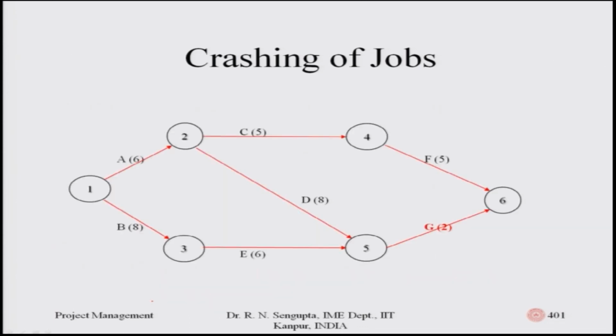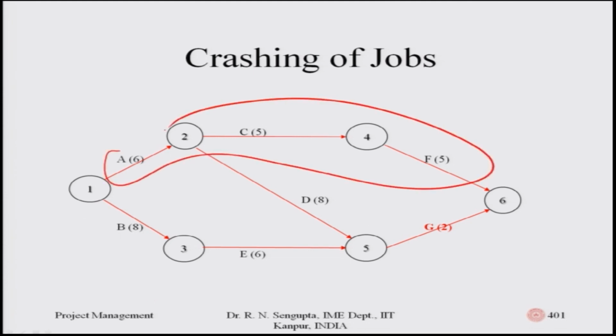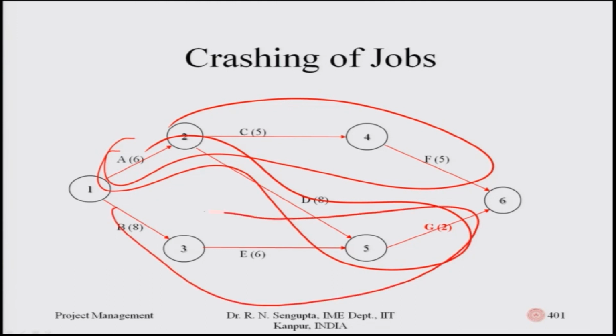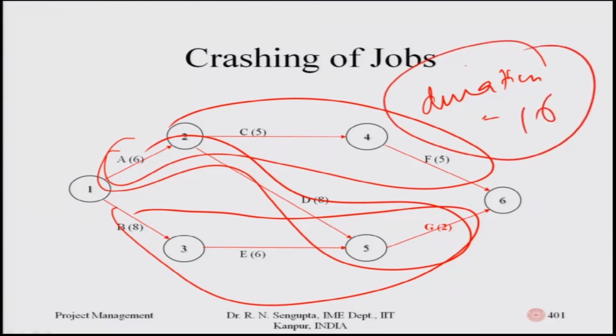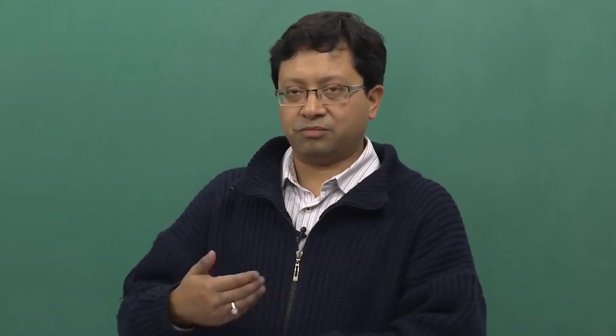Now, this is the total network, and if you see, all of the paths have become critical. If you count any of them: 6 plus 5 is 11, 11 plus 5 is 16; 6 plus 8 is 14, 14 plus 2 is 16; and B, E and G is 8 plus 6 is 14, 14 plus 2 is 16. So, all of them have a duration of 16. So, the total duration has been crashed from 22 to 16, with the increase in cost as mentioned here.